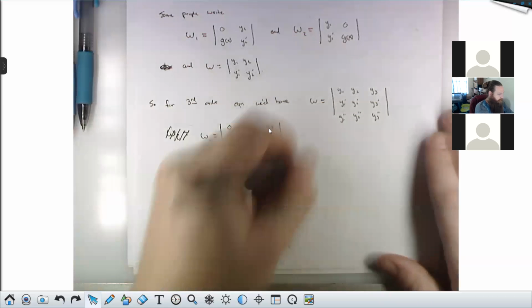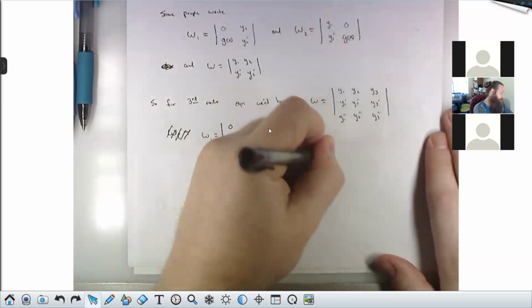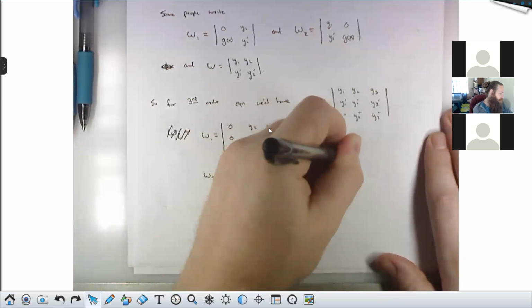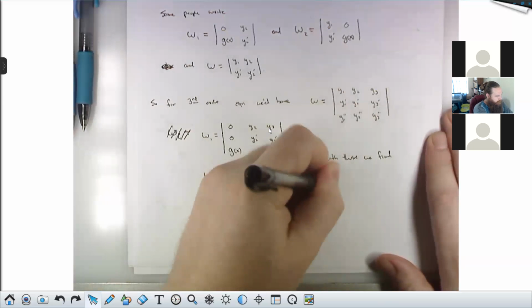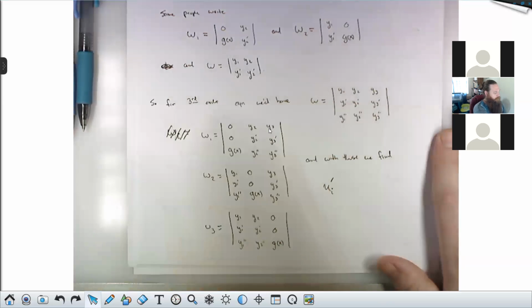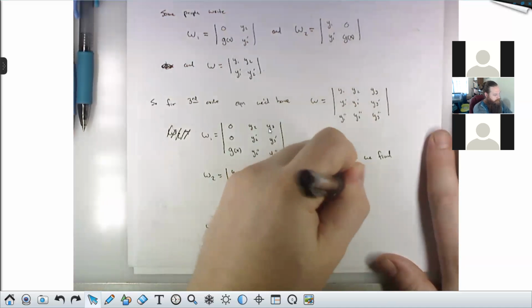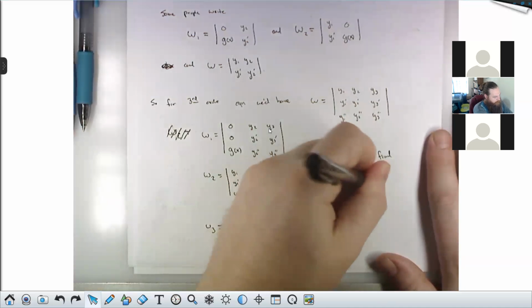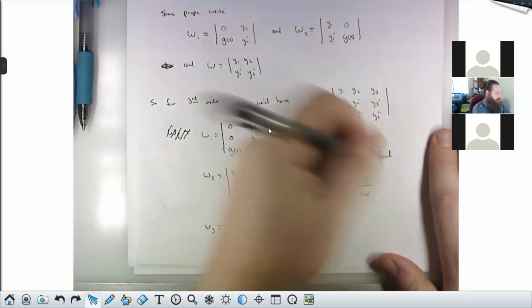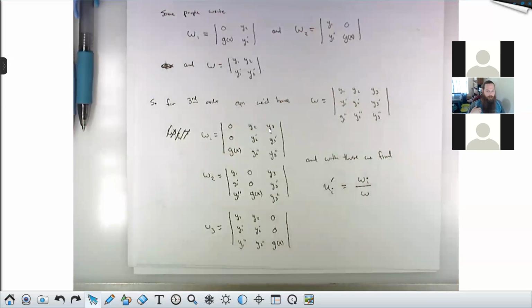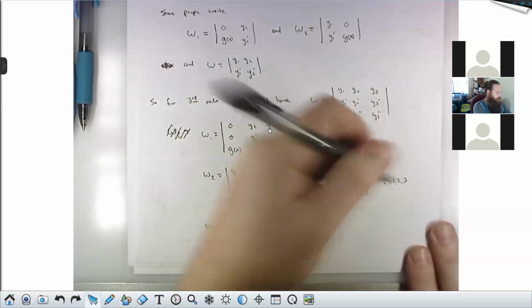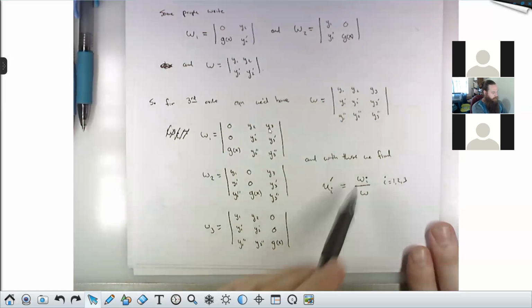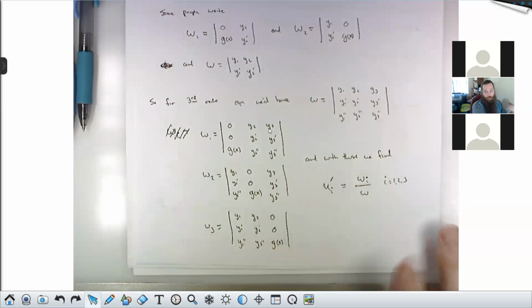And then, with these, we find that ui prime is wi over w. And you could do this here. This would be i equaling 1, 2, and 3, right? So to find u1 prime, you take w1 divided by w. To find u2 prime, you take w2 divided by w, and so on.